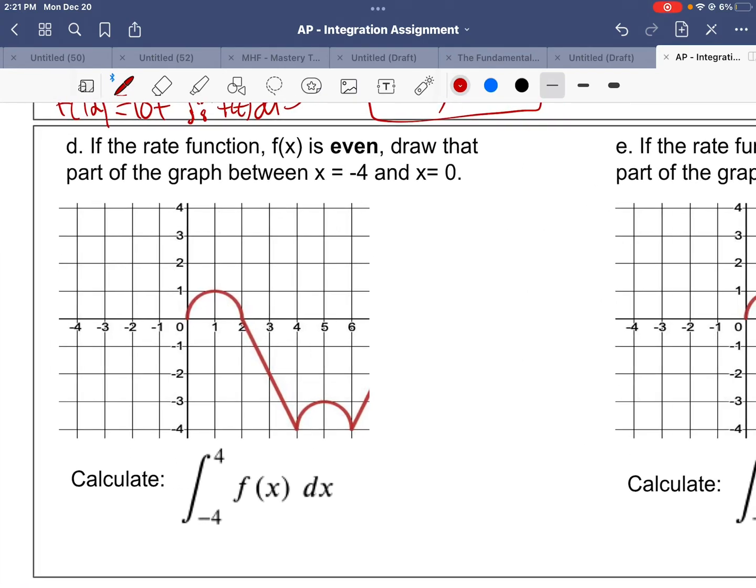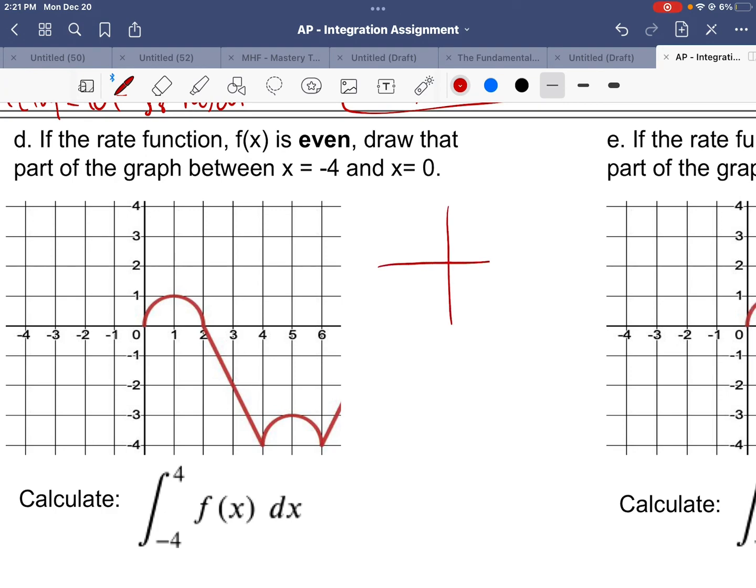Okay, so let's see here. If the rate function f at x is even, draw that part of the graph. So we're done with our fundamental theorem. If the rate function f at x is even, draw that part of the graph between x equals -4 and x equals 0. What does even mean? Let's draw some even graphs. So if that part of the graph there looked like that, if the graph was even, it would look like that, right? Because the definition of even is that f at -x equals f at x. And we can see that numerically, right?